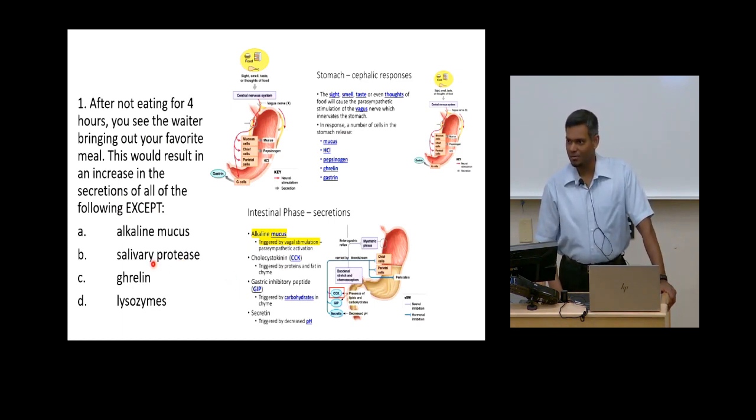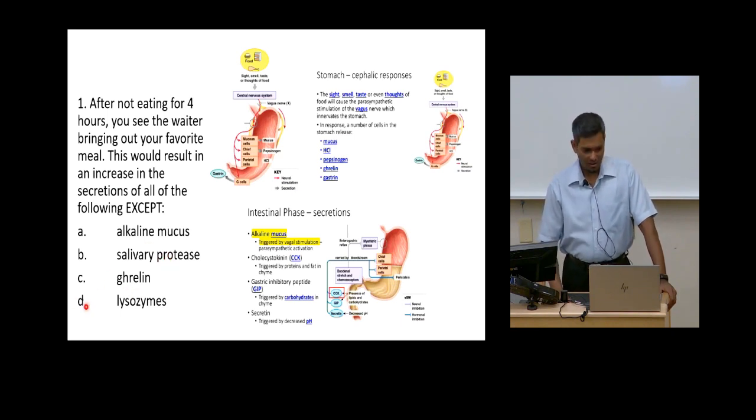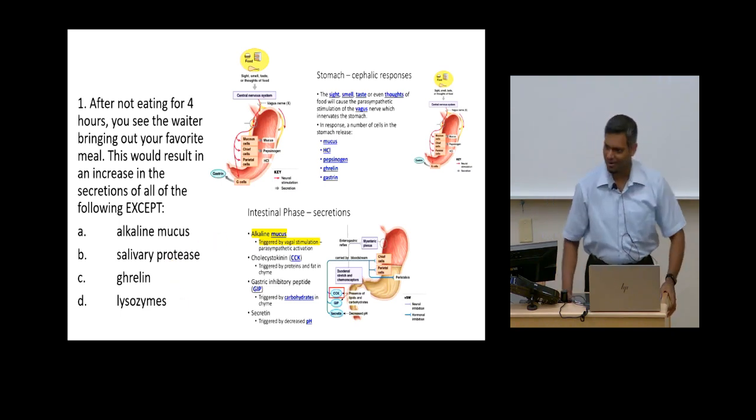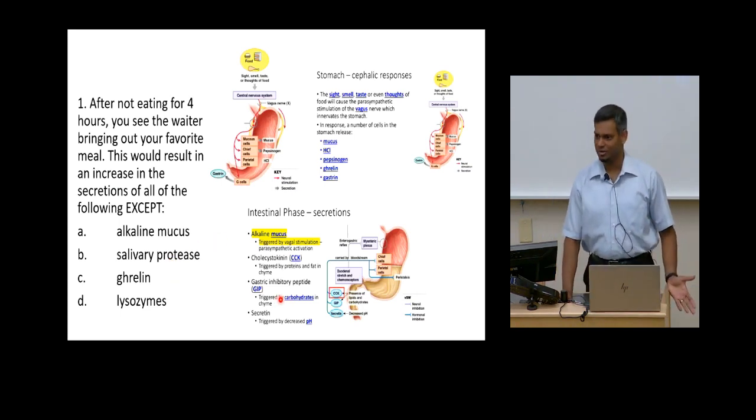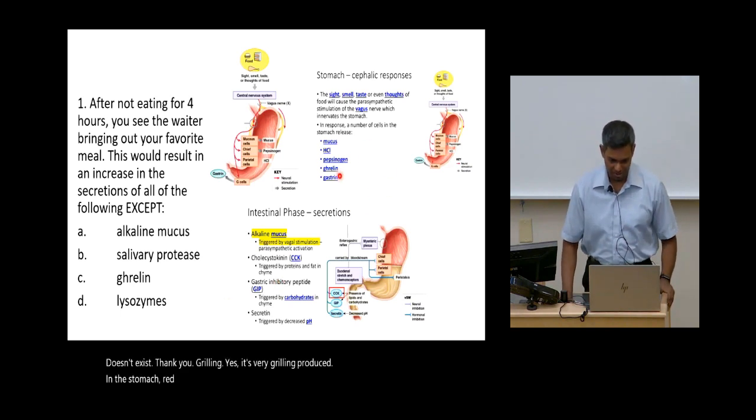A, alkaline mucus? No? No, okay. B, salivary protein. Why is that? Doesn't exist. Thank you. Ghrelin, yes. Where is ghrelin produced? In the stomach, right, as shown in this slide right here.